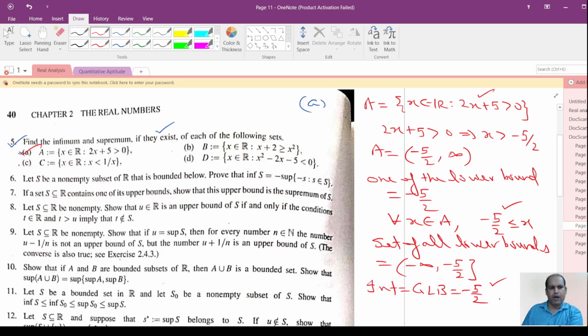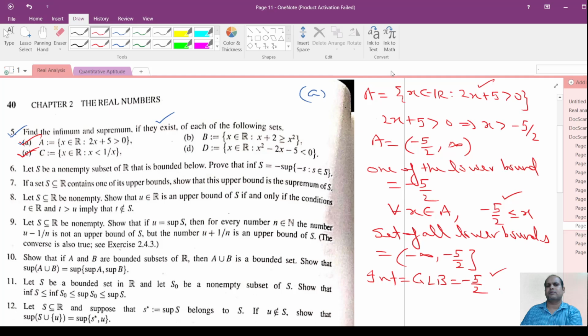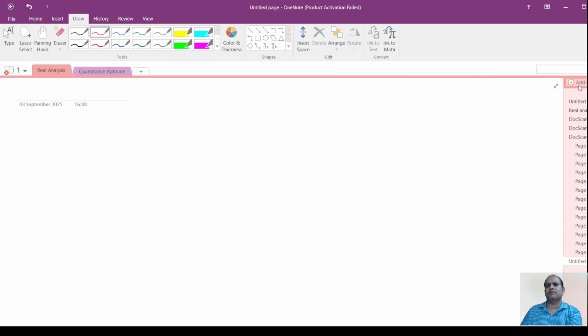Now let us do part C. Similarly one can do part B. Now let me emphasize this part C on the new page. Part C, question 5, part C.